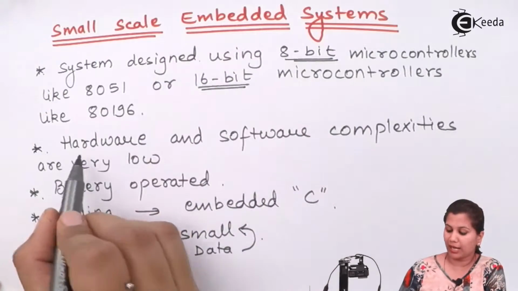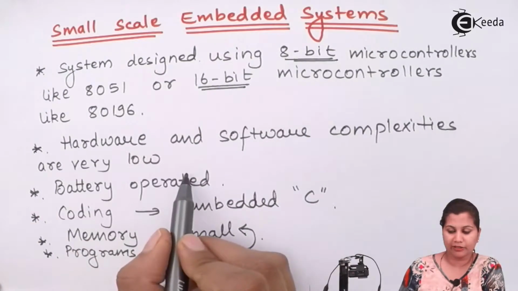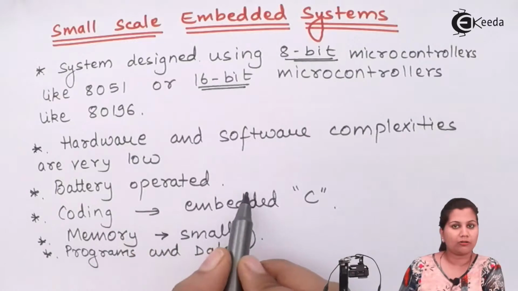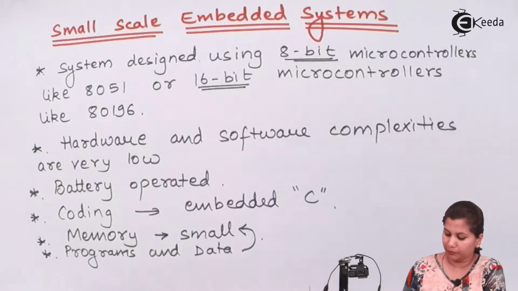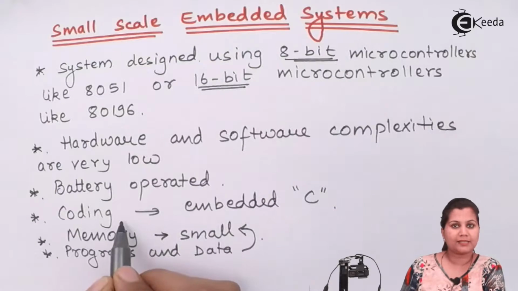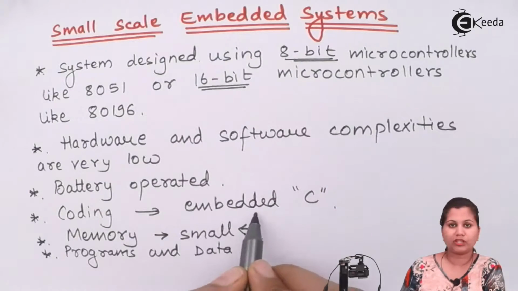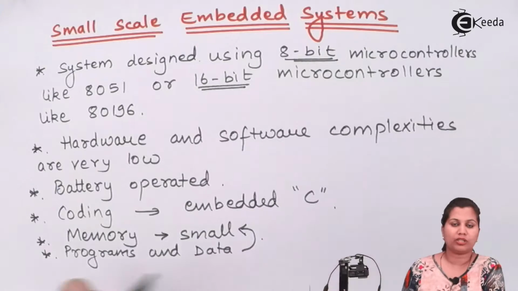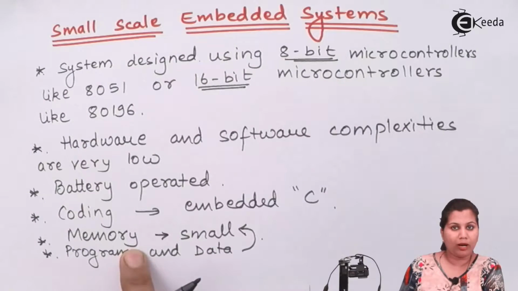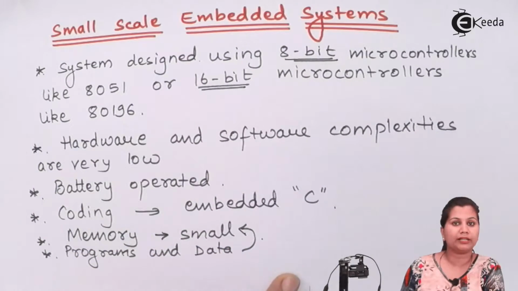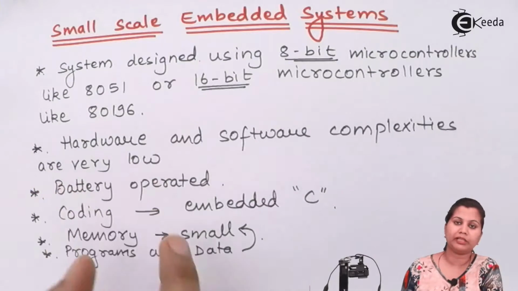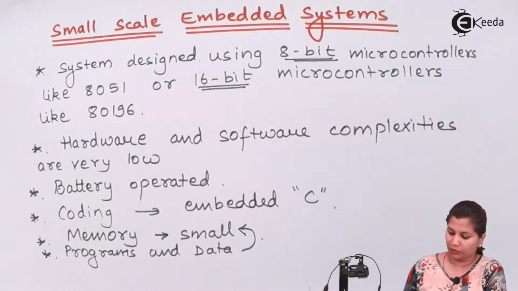In such systems, the hardware and software complexities are very low. These systems are mostly battery operated, so power consumption is not a problem. The coding in these systems is done with the help of simple embedded C, so there is no tough language used here. Also, memory requirement is very small, so programs and data which are to be stored in the memory should also be small.